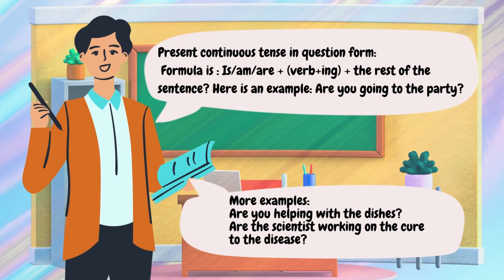Present continuous tense in question form. Formula is is or am or are plus subject plus verb plus ing plus the rest of the sentence plus question mark. Here is an example. Are you going to the party?